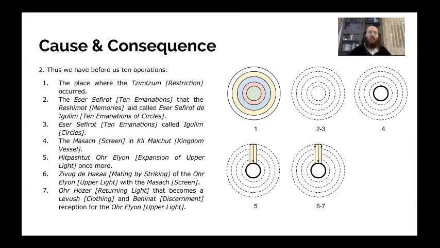Number 5, Itpashtut of Or Elyon, expansion of upper light, once more. Number 6, Zivug Daka, mating by striking, of the Or Elyon, upper light, with the Masach screen. Number 7, Or Choser, returning light that becomes a levush, clothing, and Bechinat, discernment, reception for the Or Elyon, upper light. So we can see here the diagrams representing each of the phases.